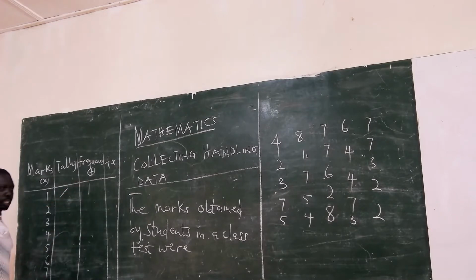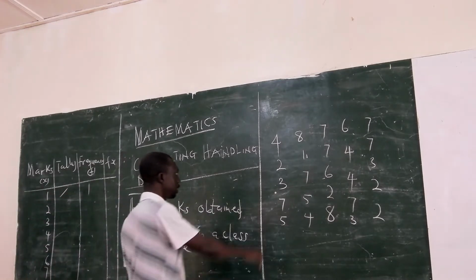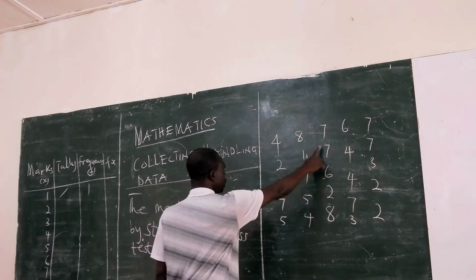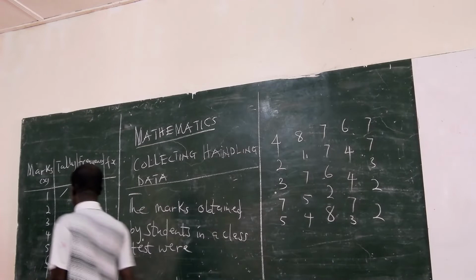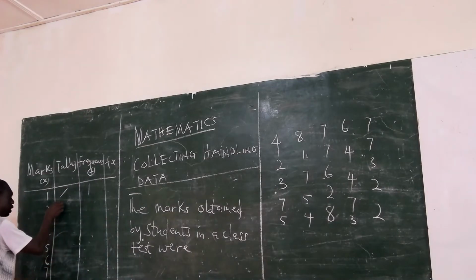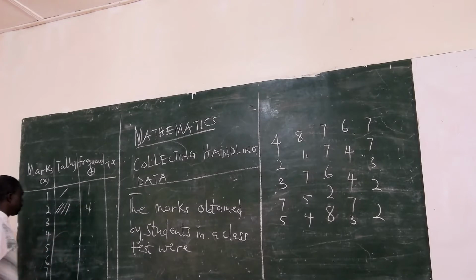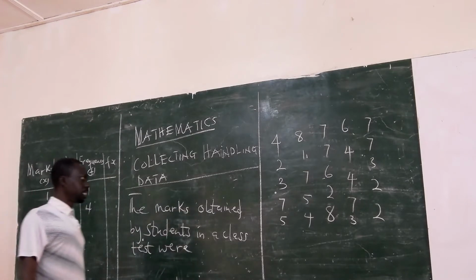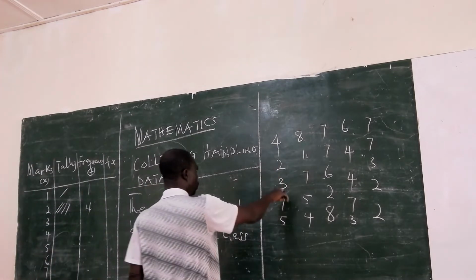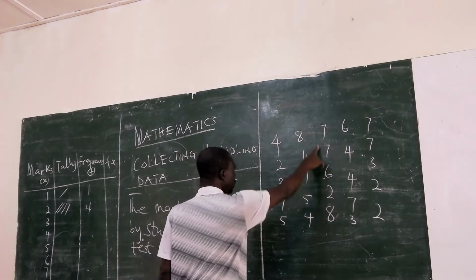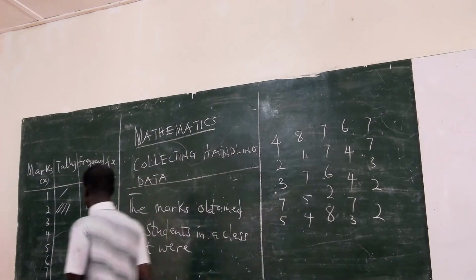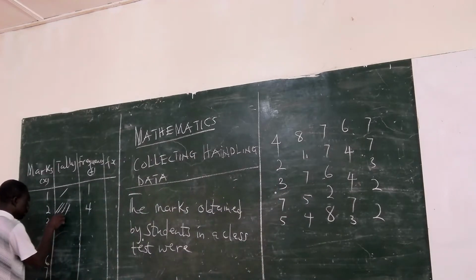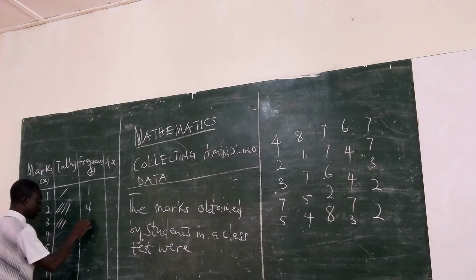Look at the raw data, look at how many twos are there. 1, 2, 3, 4. So we write 4 for the 2. Look at the raw data too and check how many threes appear. 1, 2, 3. Three of those 3s. So put the 3 here.